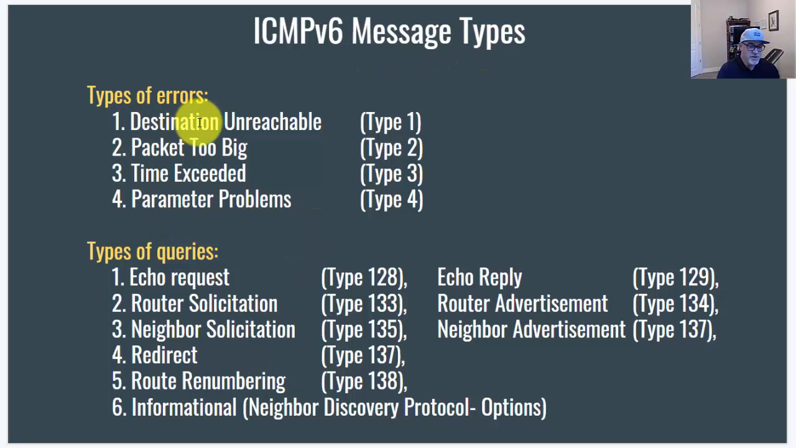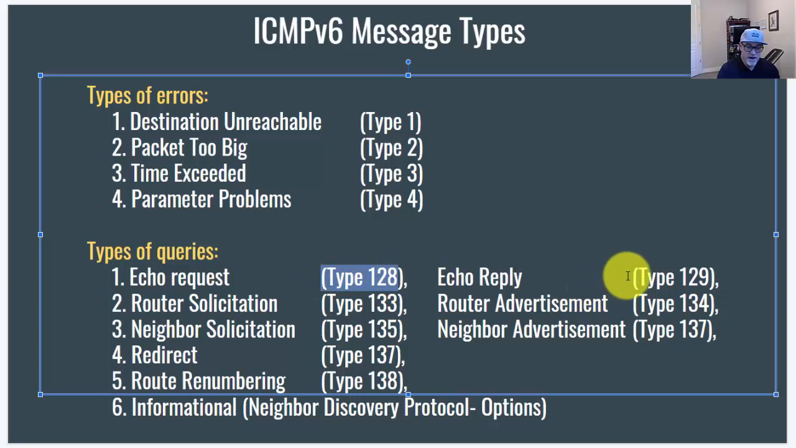You've got destination unreachable, packet too big, time exceeded, parameter problems. You have the echo request and echo reply. Notice the different type numbers for ICMP version 6. Router solicitation, router advertisement. Notice the neighbor solicitation and the neighbor advertisement. So this is used with neighbor discovery. Then you've got a redirect and route renumbering, and there's a bunch of other ones. There's actually a lot more.